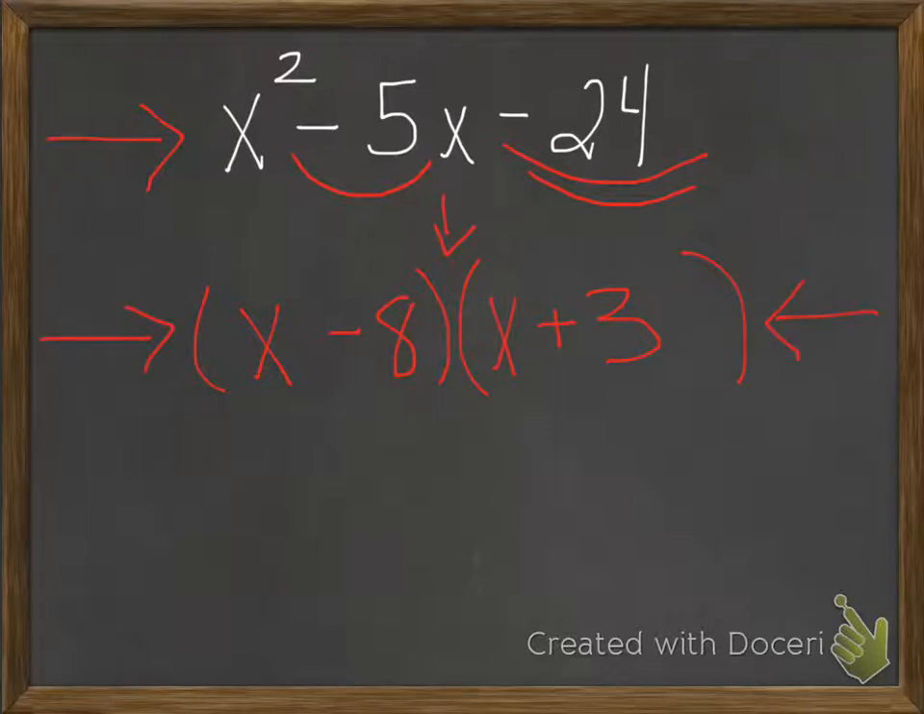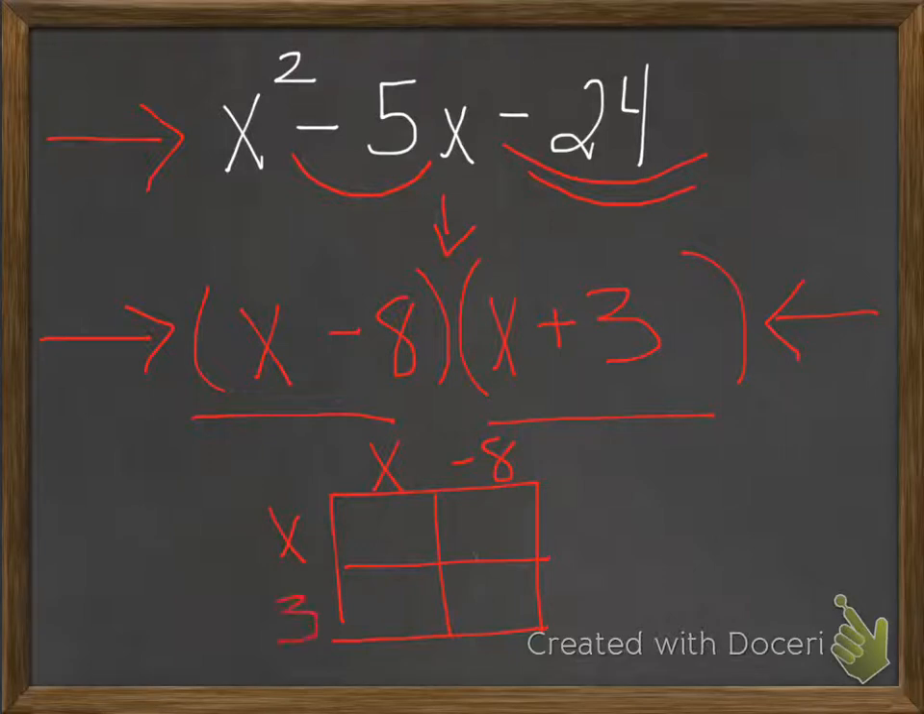So here's binomial number 1, here's binomial number 2. If we use the box method or FOIL method to multiply these, we would wind up with x squared minus 5x minus 24. Here, I will prove it to you. I'll do a little box because I don't have a lot of room. I'll take my answer, which was x minus 8, x plus 3, and I'll do a quick box method to show you.